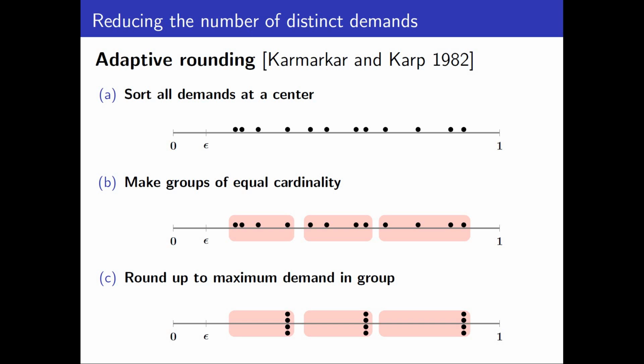Consider any center. First, we sort all demands at that center in non-decreasing order. These are the 12 black bullets on the top figure. Next, we make groups of equal cardinality. These are the 3 groups, each of 4 bullets. And finally, in each group, we round the demands up to the maximum demand in that group.